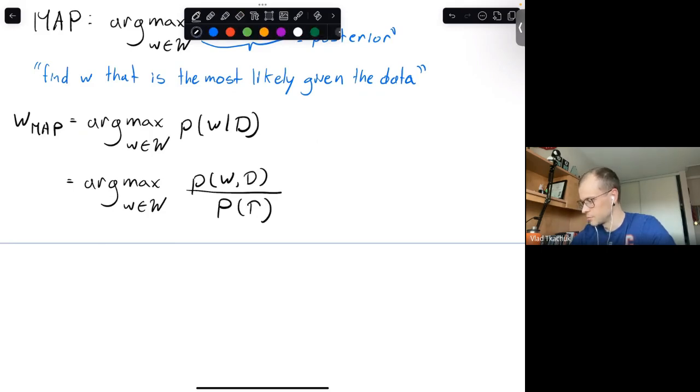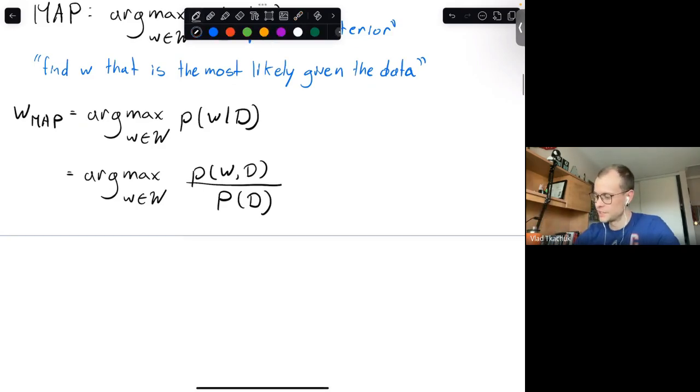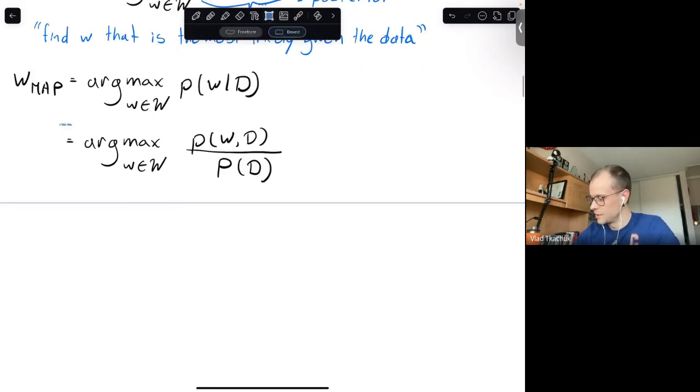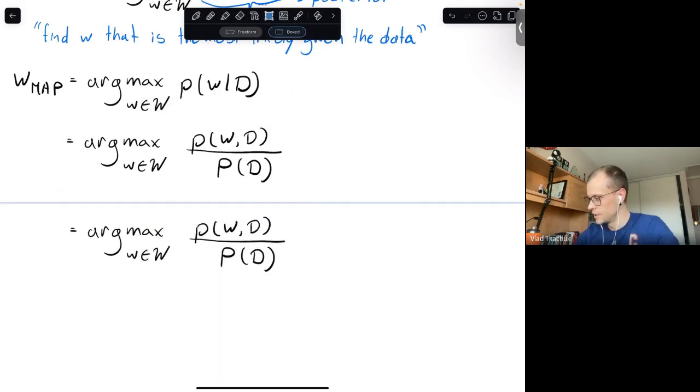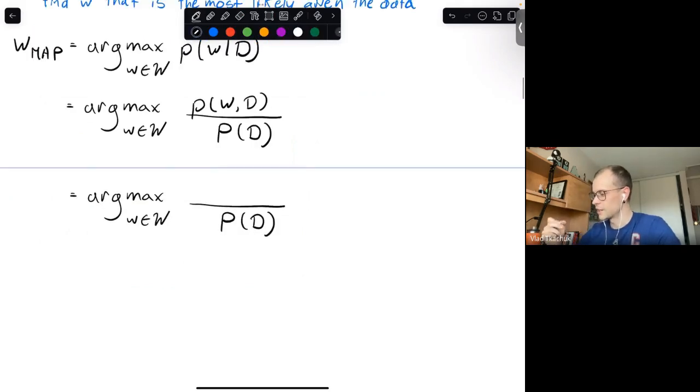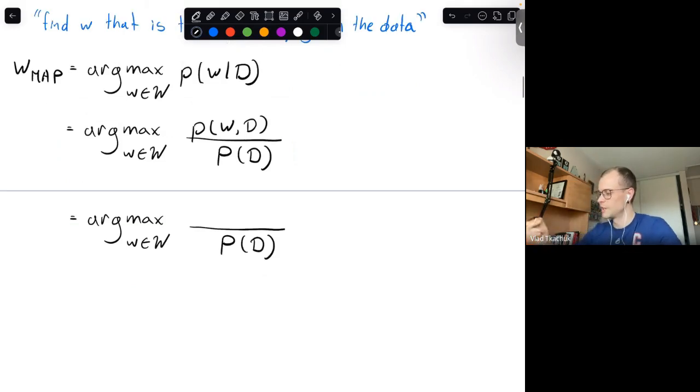So this is the first step. This is just the definition of the PDF stuff. Second step is we're going to use the product rule for the numerator. If you remember what the product rule says, it says that the joint distribution can be written as a conditional times a marginal. And we're going to use a different conditional than the one we started with. In particular, we're going to choose the PDF of the data given the parameter times the marginal of the parameter W.